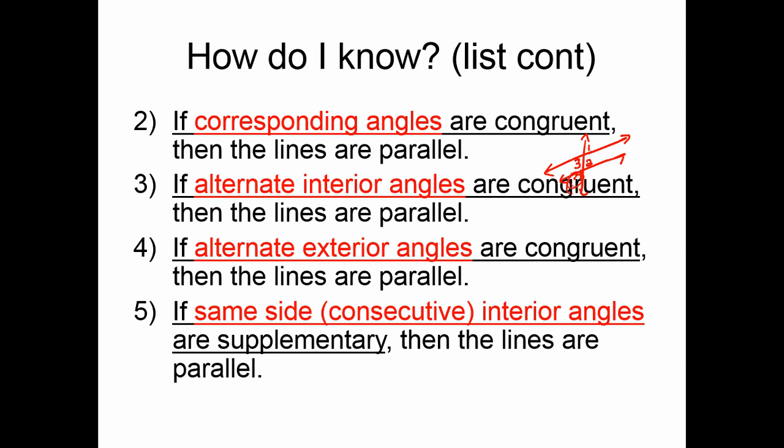When the same side interior angles are supplementary, then I know for a fact that the two lines are parallel. Same side interior would be like angle number 2 and angle number, let's label this with a 6. So if angle 2 and angle 6 add up to 180, then I know for a fact that these two lines here are parallel, and that's because they are same side interior angles.